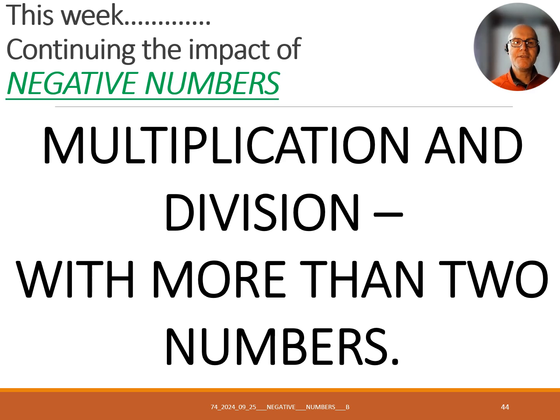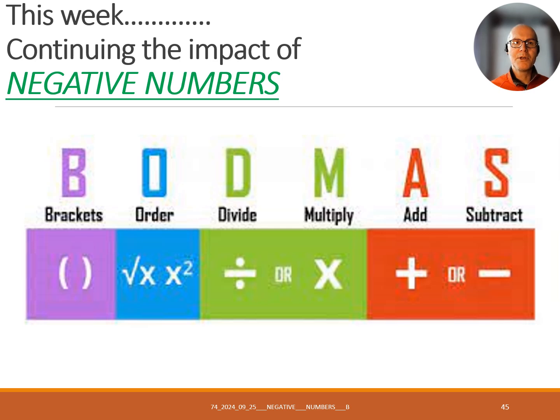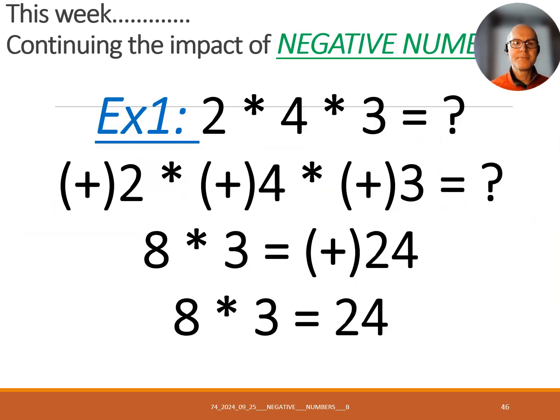Let's look at multiplication and division with more than 2 numbers. Remember, we're applying BODMAS. Example 1. 2 times 4 times 3. Let's put the positive numbers back in. Positive 2 times positive 4 times positive 3. Positive times a positive, 2 times 4 is 8. 8 times positive 3, 8 times 3 is positive 24, or just 24.